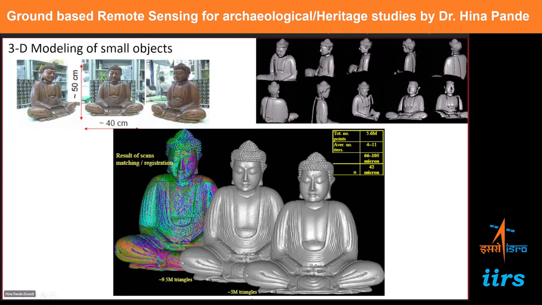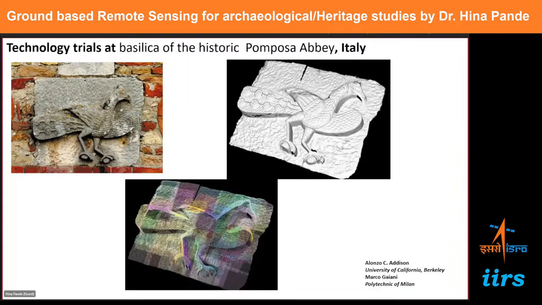So 3 million triangles were made to do the modeling, and here we are also seeing based on height they have given it different color. You can also superimpose the actual colors using the RGB information from the images. Then this is another example.